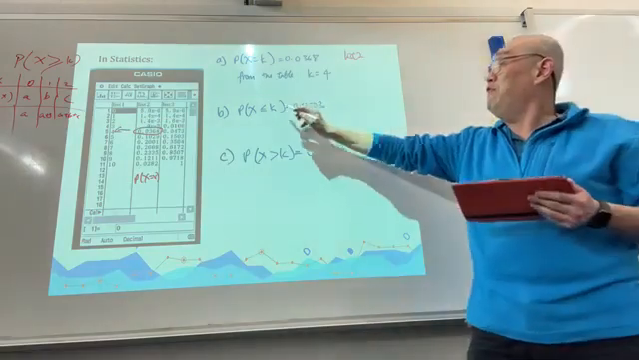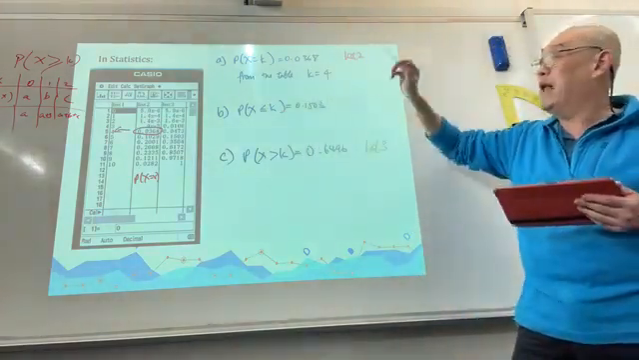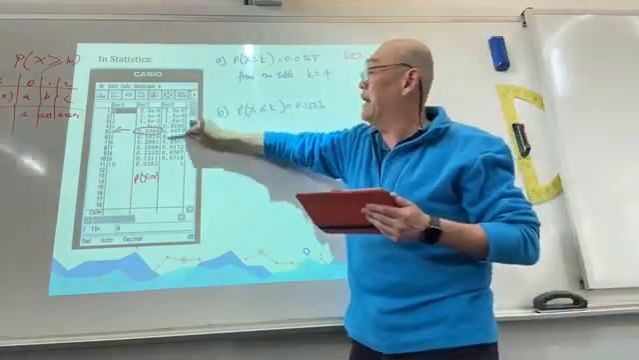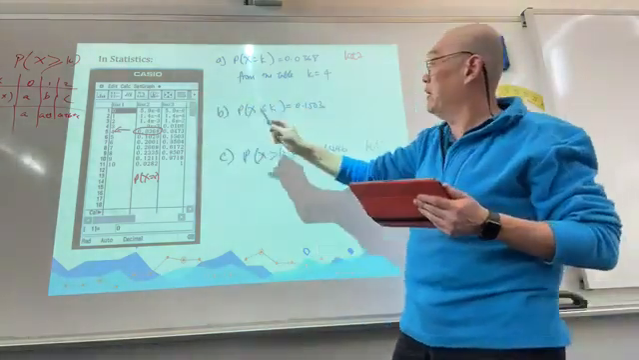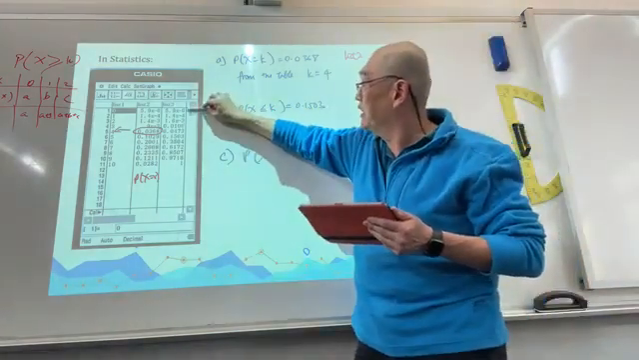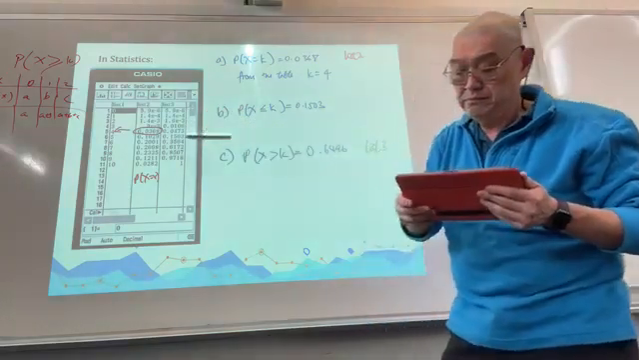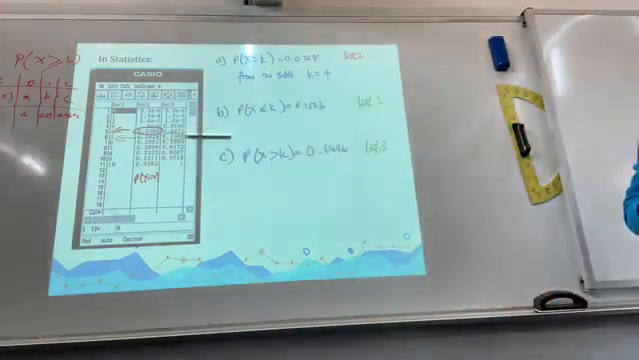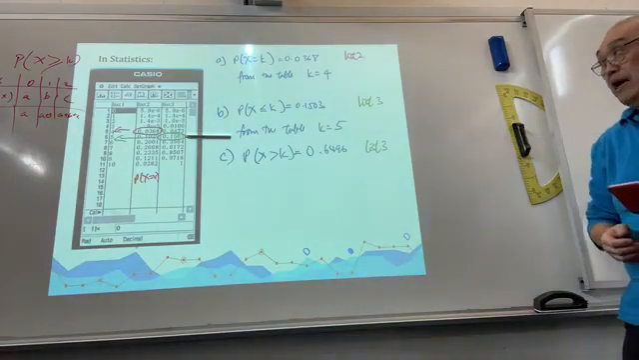Now, if it is less than or equals to k, you know that we're going to look at the cumulative. Agree? We're going to look at the cumulative. Less than 0.1503. So keep going down until you see that. List 3, and you got 0.1503. So therefore, k equals to 5.